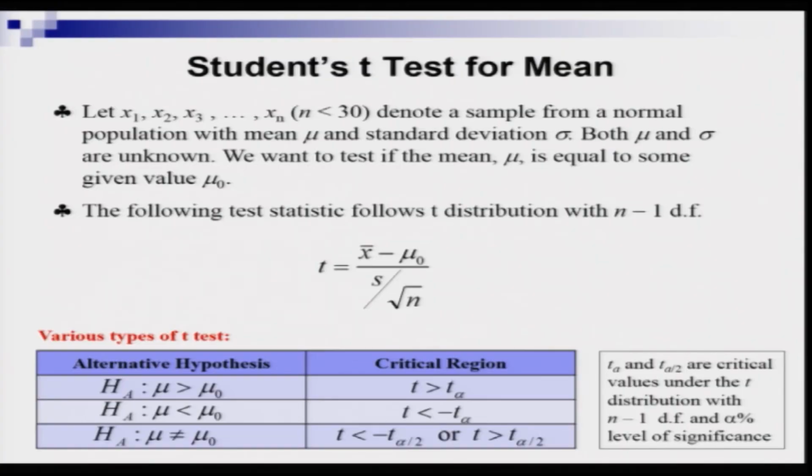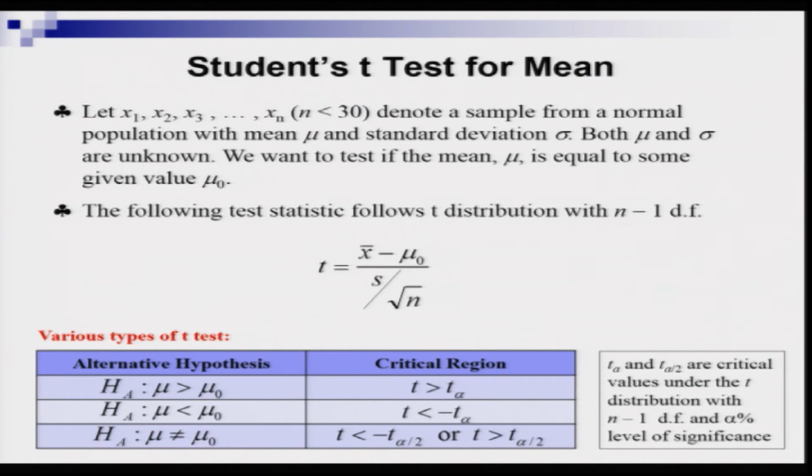We have already spoken about the student's t distribution in the previous lectures. So, now you are going to consult the t table and t distribution to perform a t test in the case of a small sample. Here we assume that we have a random sample from a normal population with mean mu and standard deviation sigma.